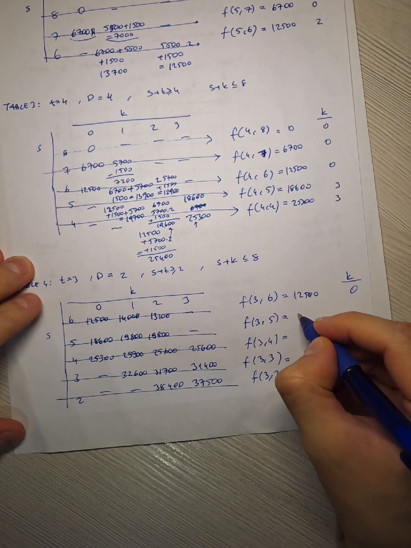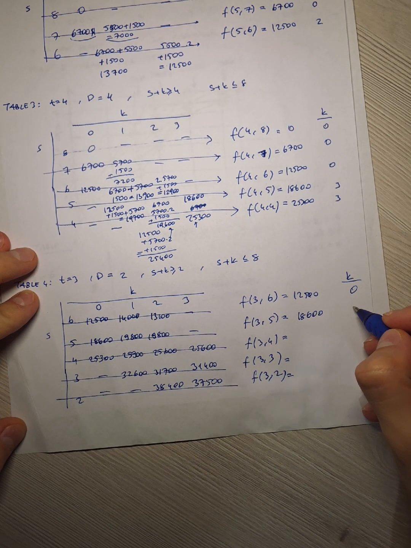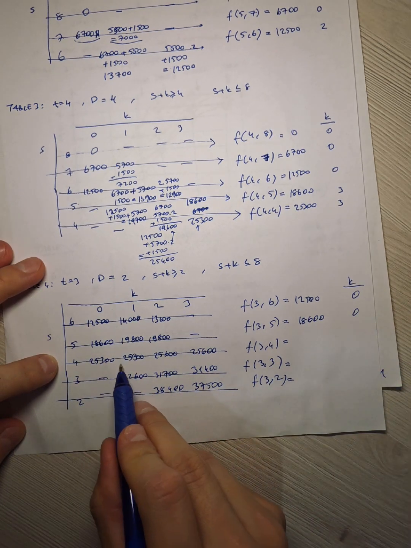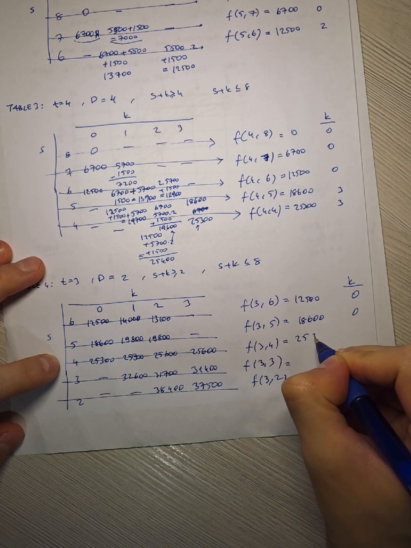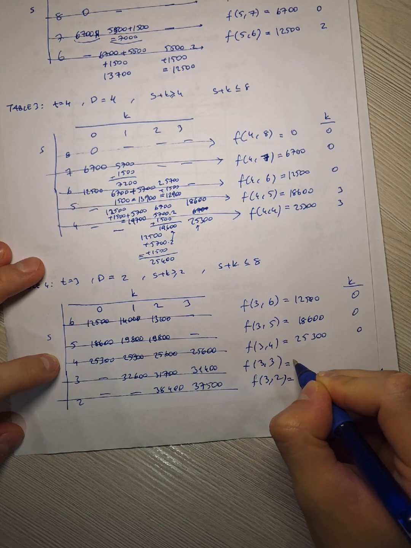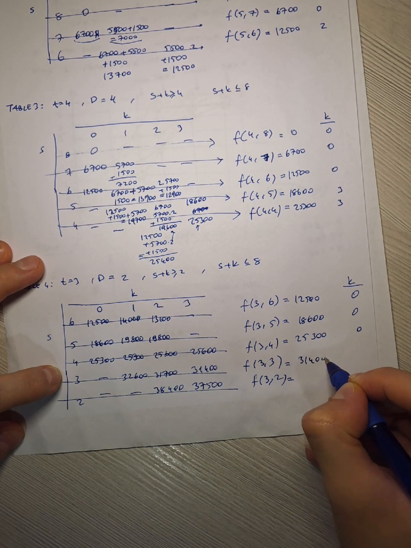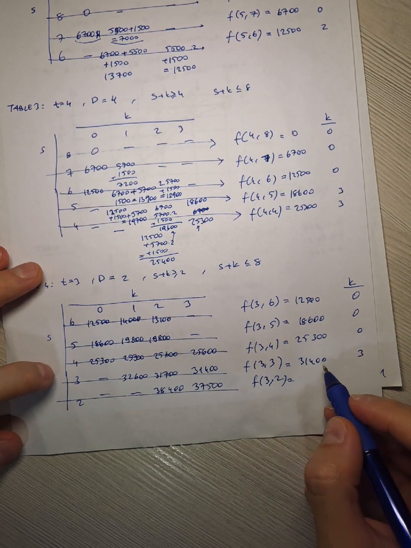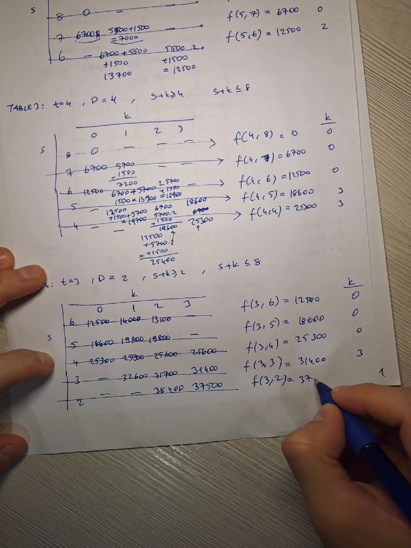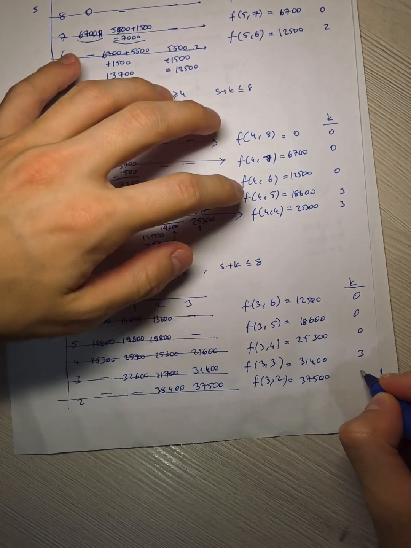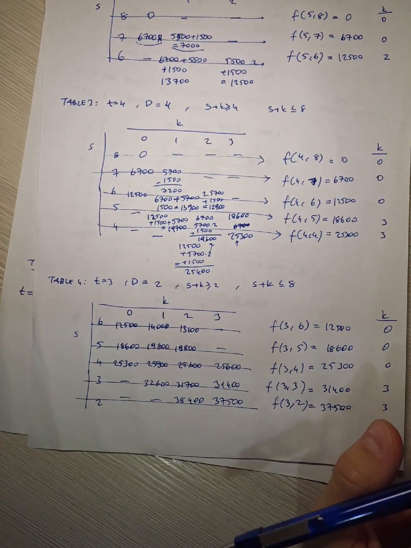0, here it is 18,600, and again we don't build anything. Again, if you don't build anything, it is the best. Here if you build to 3, it is the best with the minimum cost 37,500, and this is when we build 3 new states.